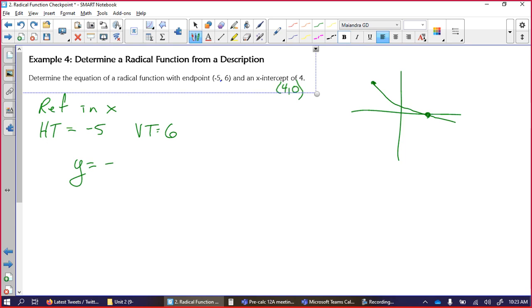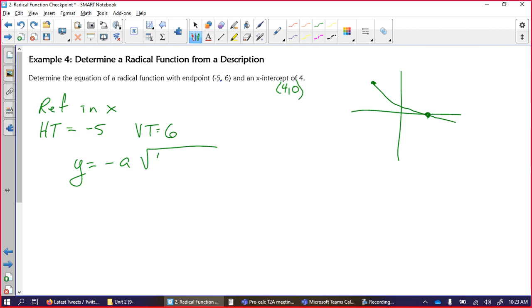Y equals negative a, 1 over b, x plus 5, plus 6. Now, because of that information, if I have those 2 points, that's the only way to really draw that graph. I'm sure you could do a whole bunch of different reflections, but if it starts and goes down like that, it's normally going to be a reflection in the x.